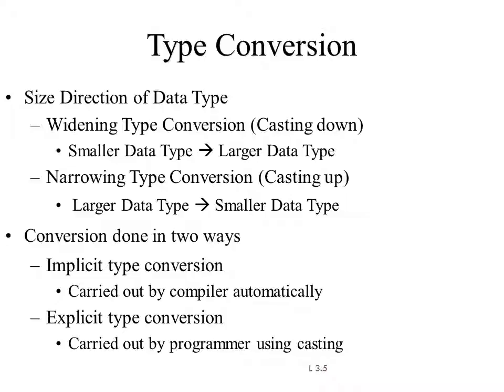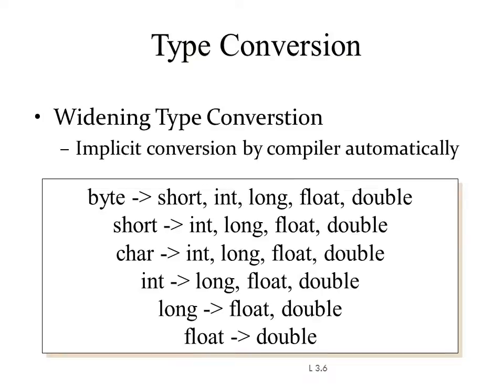Implicit type conversion is automatically initiated by the compiler, whereas for explicit conversion, the programmer has to write an explicit statement in order to convert the data from one type to another. Widening type conversion: the data type size is increased from a smaller type to a larger type. Byte can be converted to short, int, long, float, double. Short can be converted to int, long, double. If you perform this type of conversion, data loss will not happen.